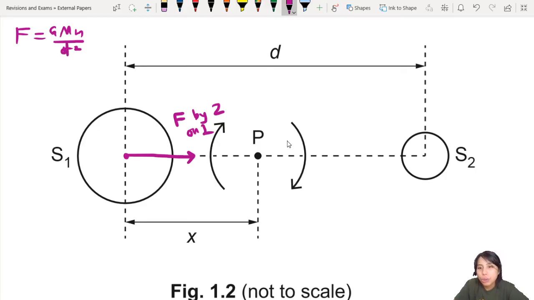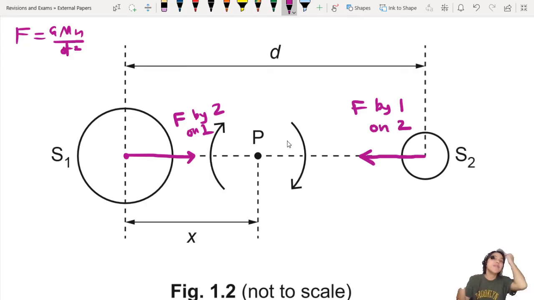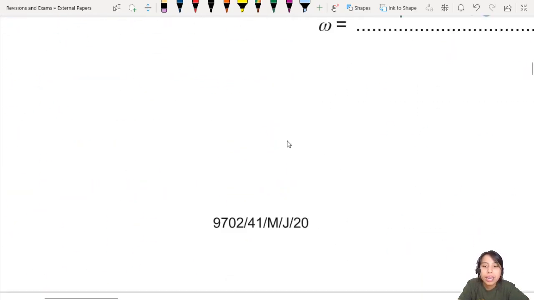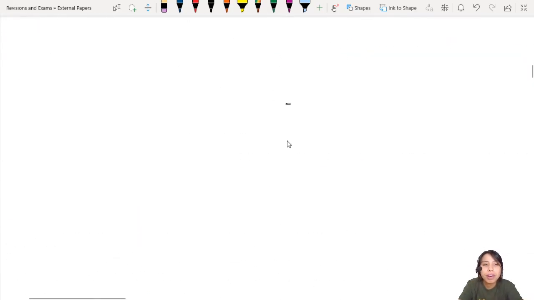And on the right side, you also have the same magnitude of force, and this is the force by star 1 on star 2. Both have the same magnitude, equal and opposite direction. So this is F12 equals negative F21. Newton's third law from AS, remember? So that is one clue that both of them have the same force acting on them. The other method is to think about centripetal force, but never mind, let's write this one down first. So we know the forces on both of them are the same.